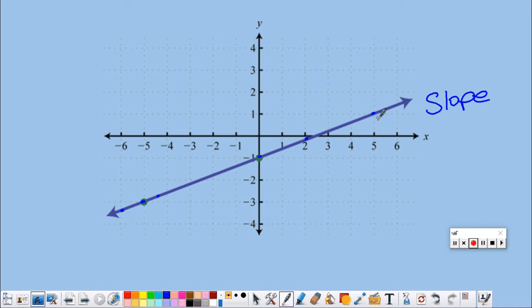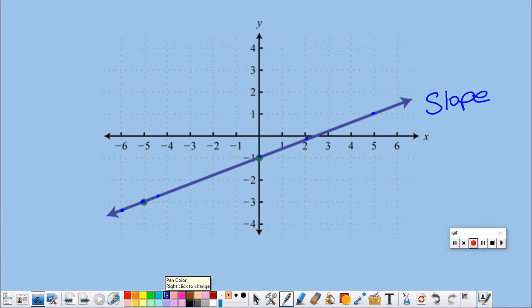If I pick 2 points and Vanessa picks 2 points and Warren picks 2 points, we all pick 2 different points, are we all going to get the same slope? Yes. Assuming we calculate it correctly, right? So, yes, you are going to end up with the same slope. So, let's find our rate of change. Let's find our slope. How do I do that?